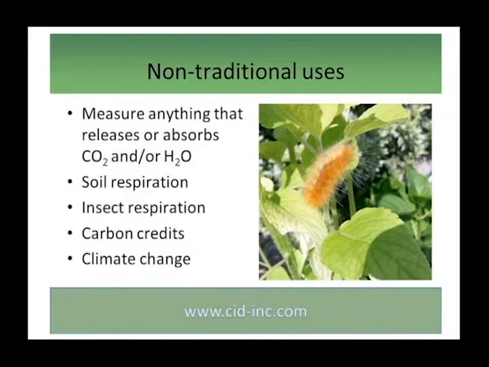There are many non-traditional uses for a handheld photosynthesis system. Other non-photosynthesis uses include anything that releases or absorbs carbon dioxide or water, such as soil and insect respiration. Carbon credits in climate change can be studied by measuring photosynthesis, carbon dioxide, and water exchange.